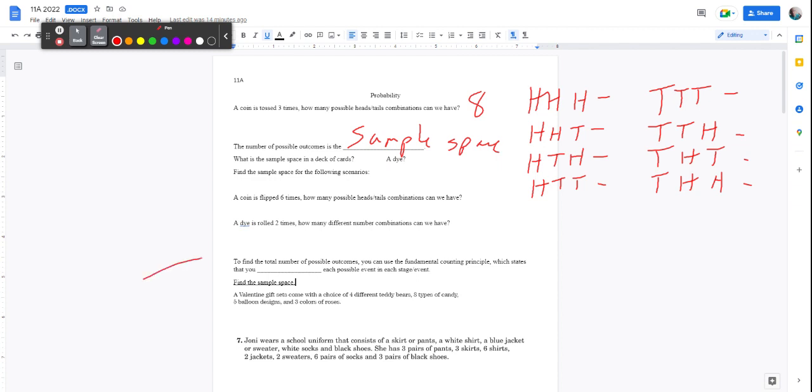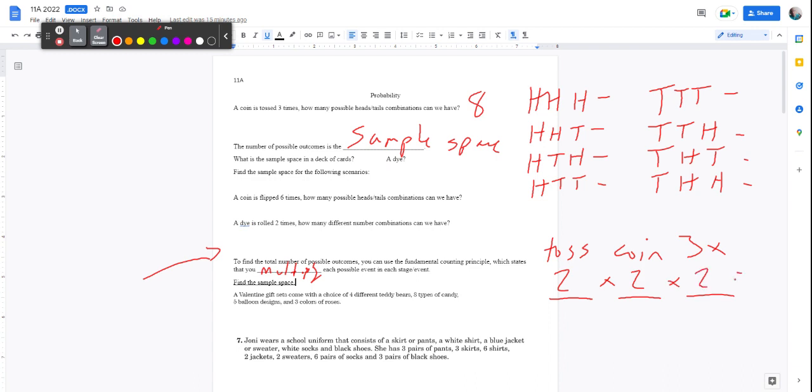Jumping down to this rule, how we find that is, if we want the total number of possible outcomes, we use the fundamental counting principle. It tells us we multiply the possible events at each stage of the event. So we toss a coin three times: our first toss, our second toss, and our third toss. On our first toss, we have 2 possible outcomes, heads or tails. On our second toss, 2 possible outcomes, heads or tails. On our third toss, 2 possible outcomes, heads or tails.